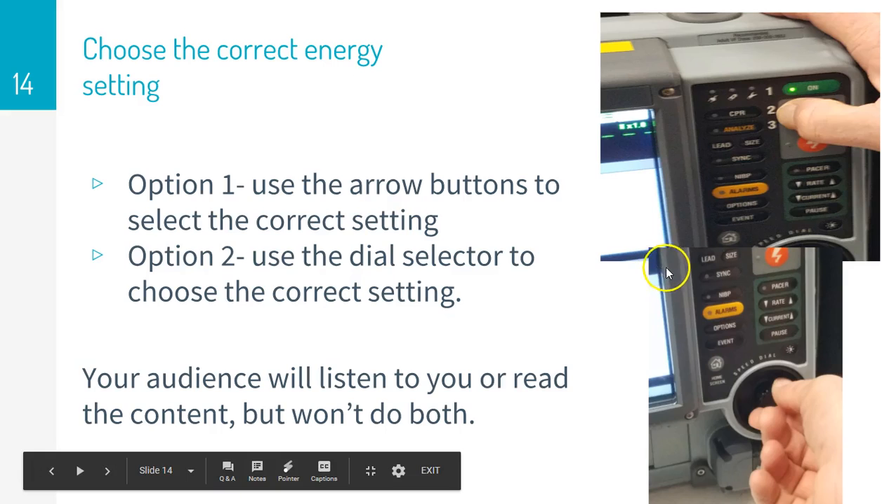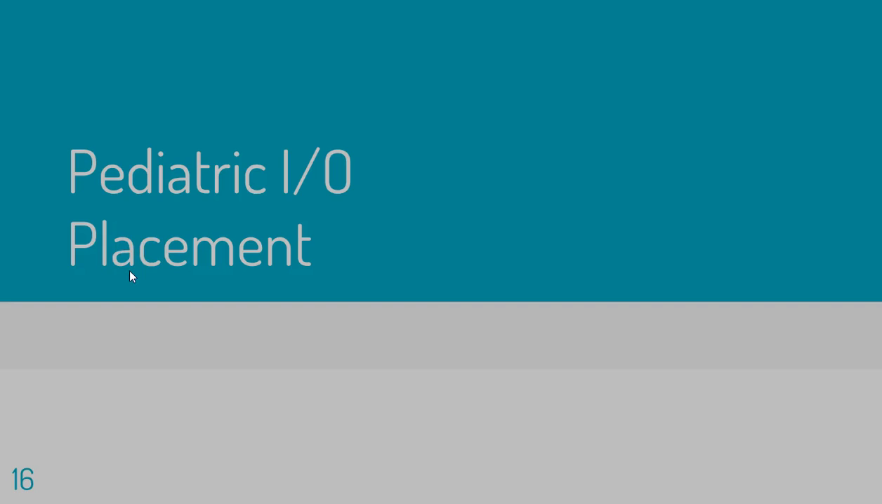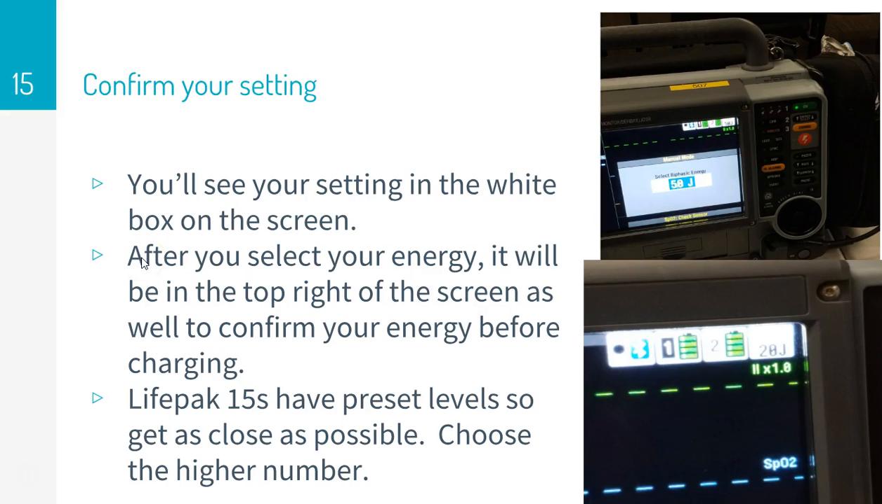As you go forward with this, you're going to see the setting right here in the middle, right in the little box. And after you select your energy, you also see it in the top right next to where the battery lights are. Remember, these have preset levels in them, so you have to get as close as you can to your right number, always going to the higher setting. Okay, so don't forget how that works.